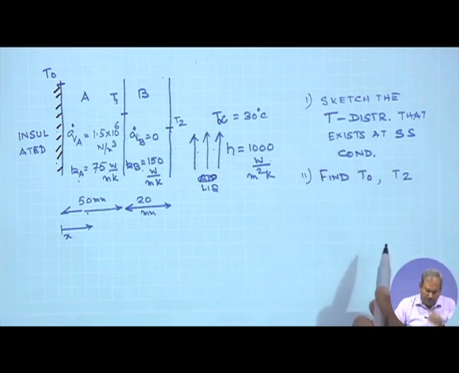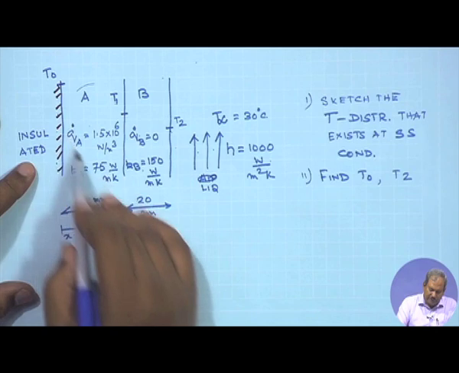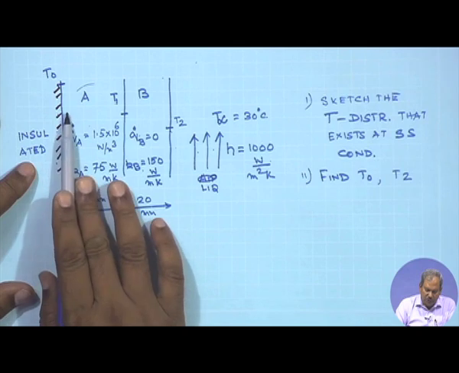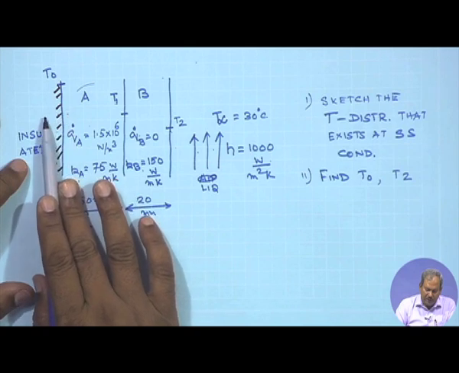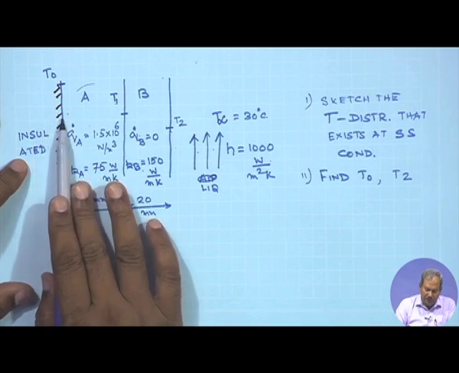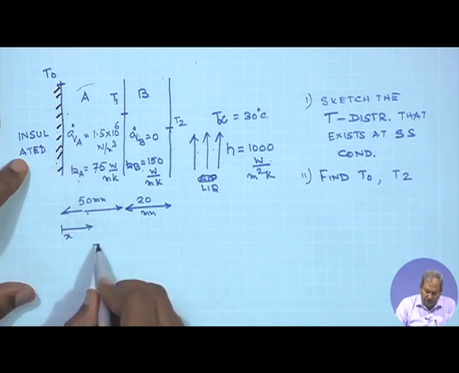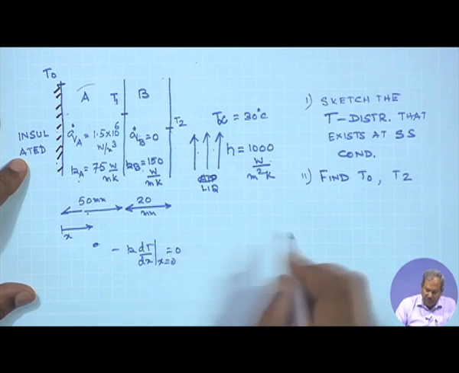So, I will not solve this problem, but I will simply give you a pointer of how to proceed about it. If you look at this one, you have a uniform generation of heat and no heat crosses this side. So, if no heat can cross to this side, at this point the conductive heat must be 0. So, minus K times dT dx at x equals 0 must be equal to 0.